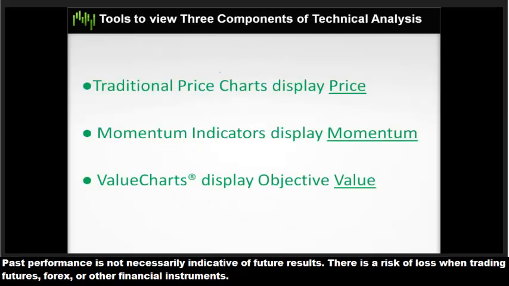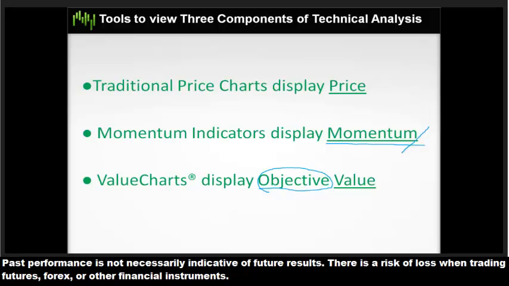Now, traditional price charts are what technical analysts have used for the past 100 years or so to display price, and that's just the cost of the market plotted on a graph. Well, we also have indicators now that can display momentum, such as the MQ momentum indicator, your stochastics, other oscillators like that. And then now, with value charts, and more specifically value bars, which we'll be using in today's strategy, we have a way to display objective value. And the key word here is objective value.